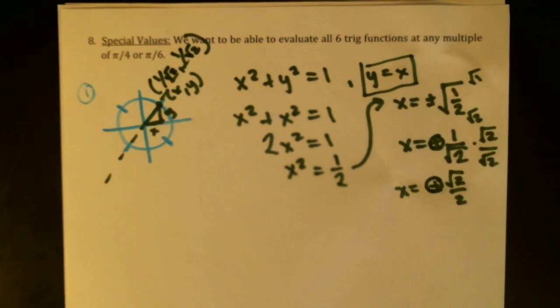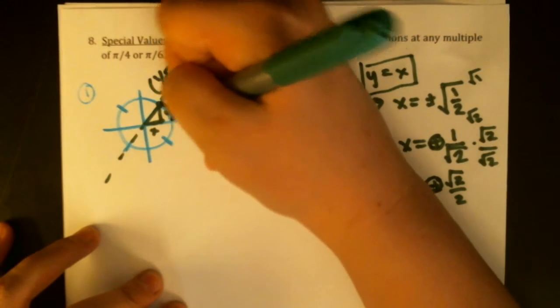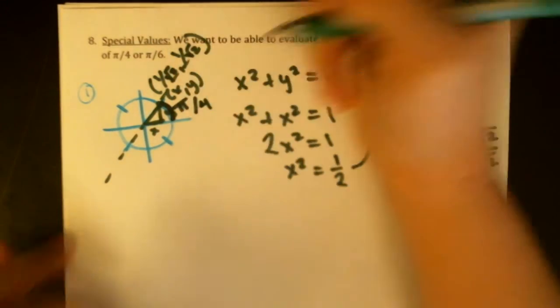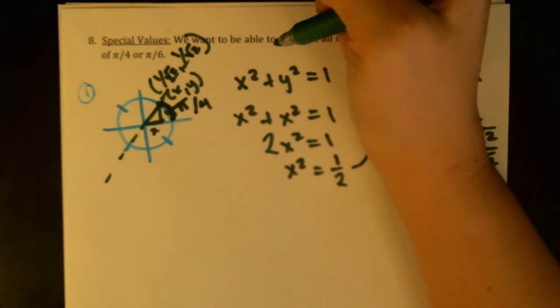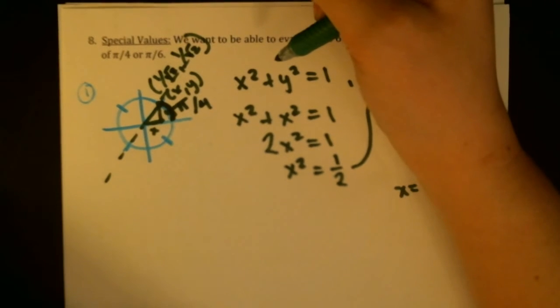Okay, so that is the point that's associated with an arc length or angle of pi over 4. From this, we should be able to use some symmetry, which we'll get into even more next section, but I think we can spot some here.